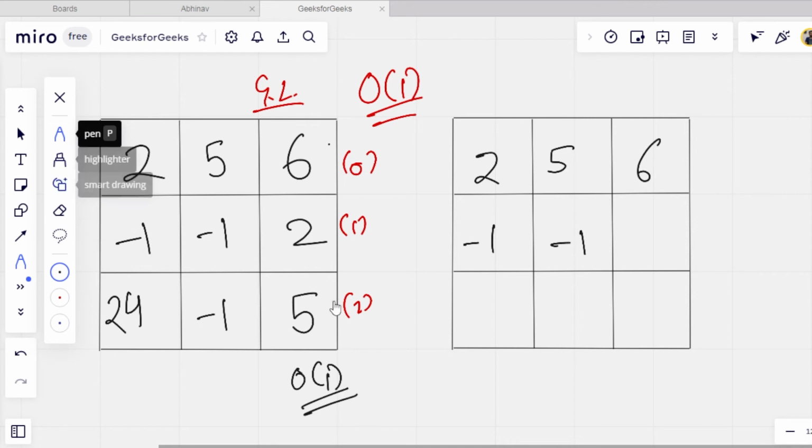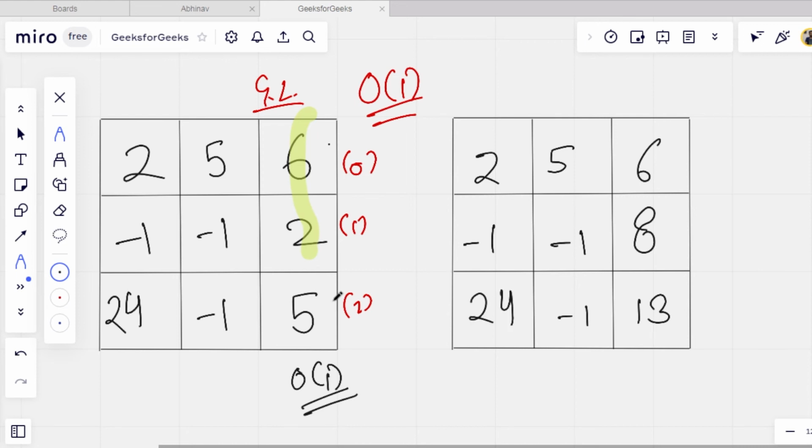Then you can see that to reach this particular 2, there were 8 coins: 6 plus 2, 8. So I will store 8 here. Then for this, I will store 8 plus 5, 13. Then -1 here and then 24 here. So after finding the maximum of this whole matrix, I will get 24 as the answer.